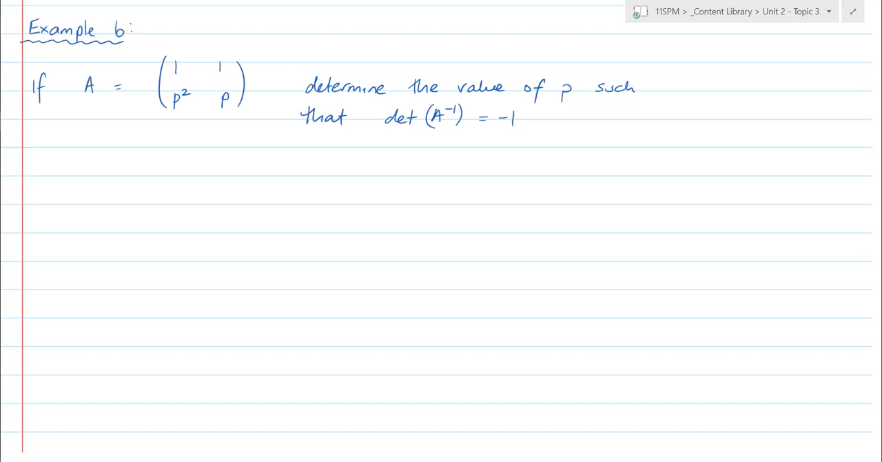because what's playing in my mind, and I haven't done this question yet, is I can certainly find A inverse generally. That'll be in terms of P, and it's probably going to have a quadratic version of P as my denominator, which is going to be annoying. And then once I've found A inverse, I can find the determinant of A inverse. Again, it will be in terms of P, and I can probably solve that. So that will probably work.